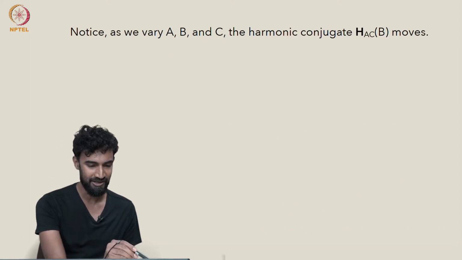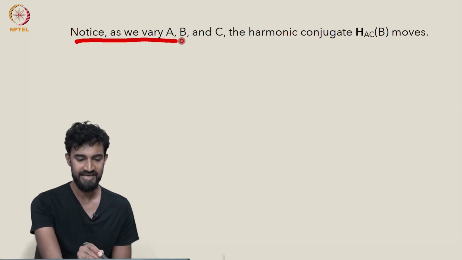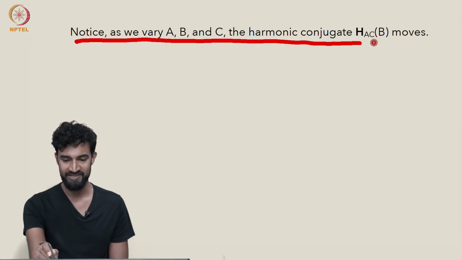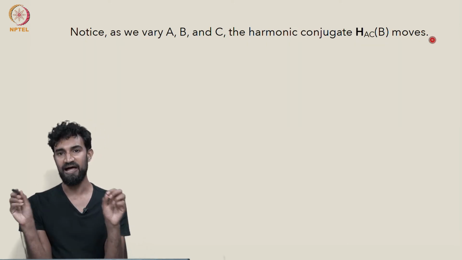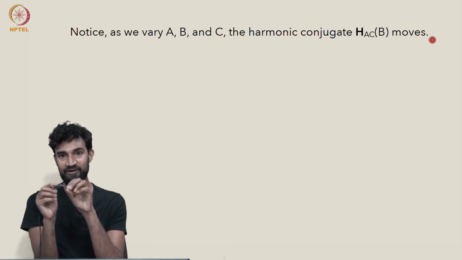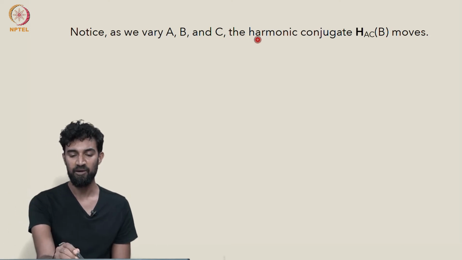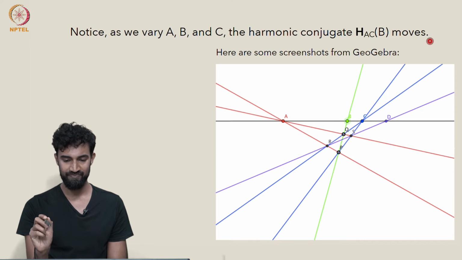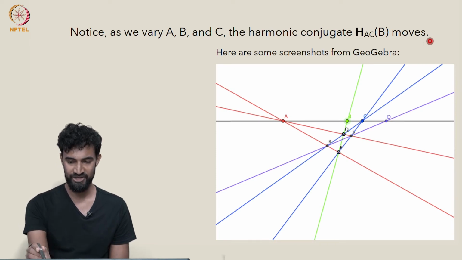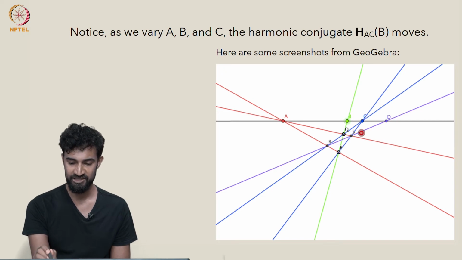Now, a final thing I want to take note of is that as we fix a line L and vary the points A, B, and C along it, the harmonic conjugate will move around. So here is a screenshot from the software GeoGebra. A, B, and C are these 3 points, and you can see the construction being carried out. P and Q are here. We get our quadrilateral, we draw the diagonal RS, and we get our D.